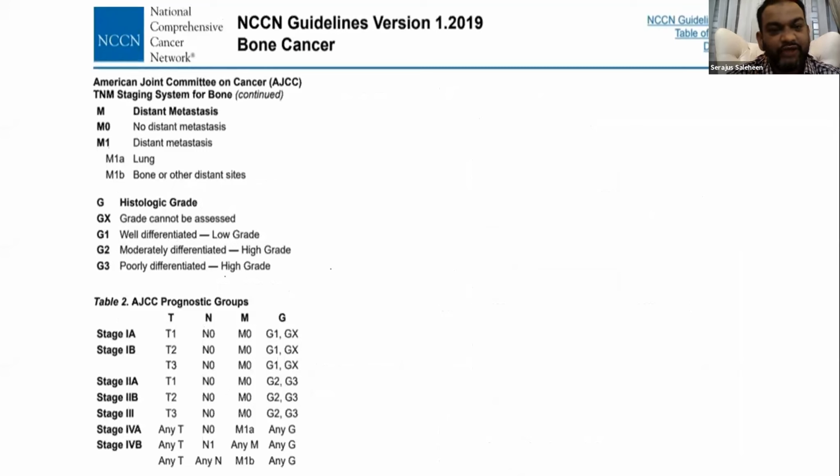It is a combination of the staging and also the histological grading system, and so it is ideal for diagnosis of staging of the malignant bone tumor.